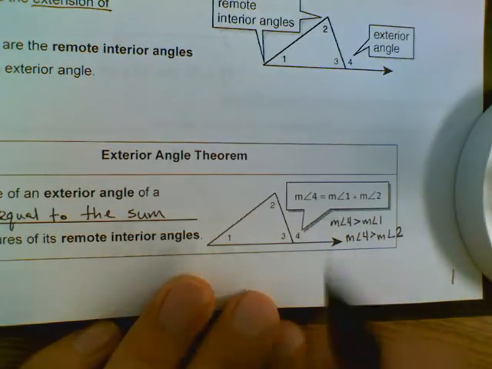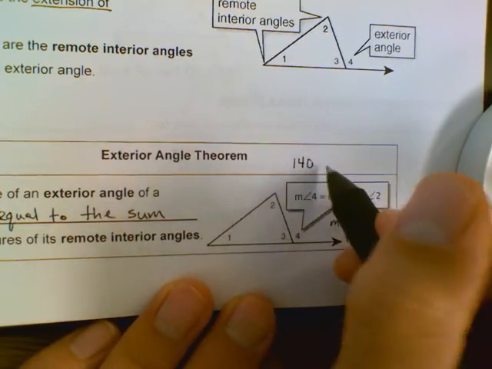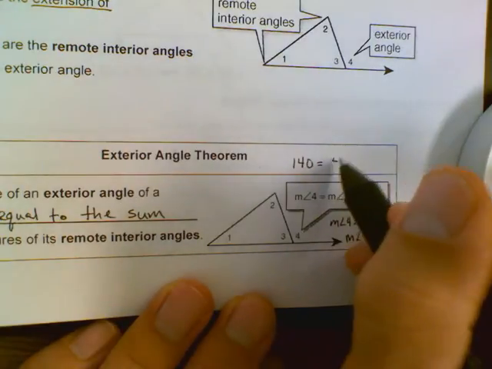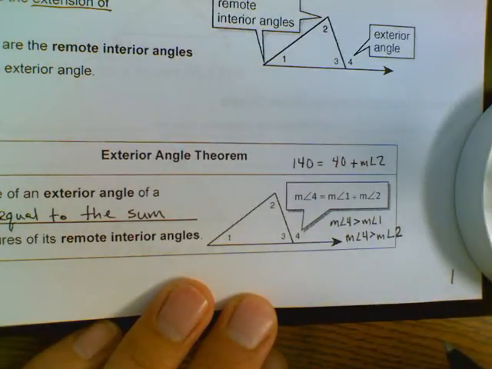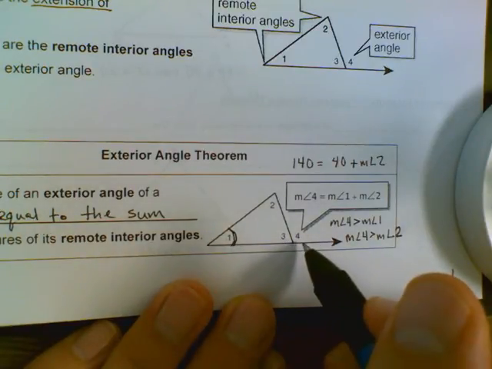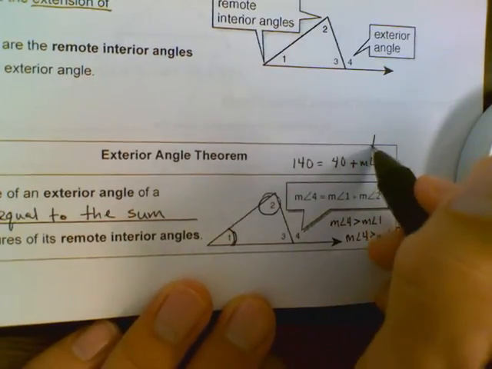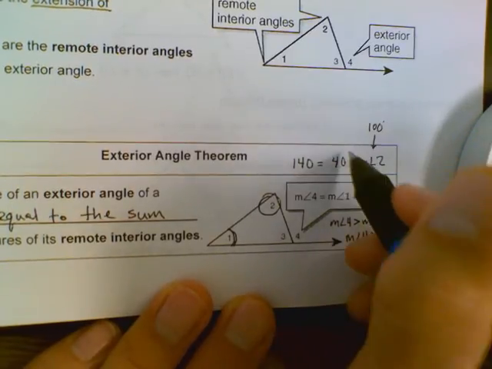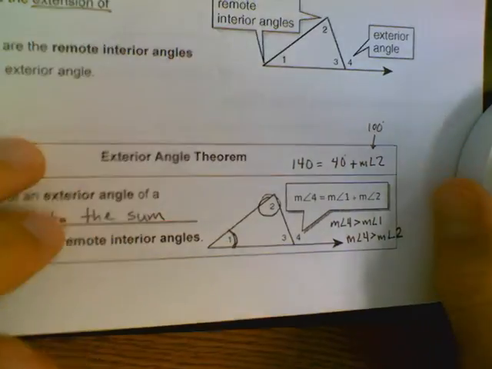All right, so let's pretend for just a minute, let's just put in some numbers. Let's say that angle 4 was 140 degrees and angle 1 was 40 degrees. How much is angle 2? So this one right in here is 40 degrees. This one out here is 140. How much is angle 2? 100. And the way you got that was you just had to make sure that those two numbers added up to 140.